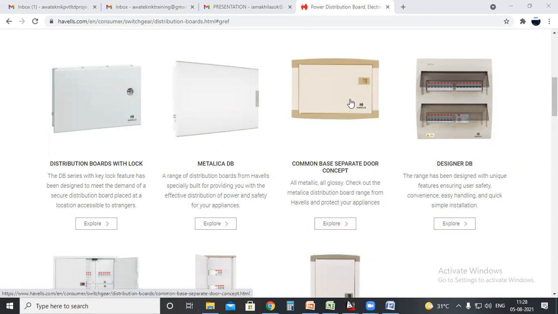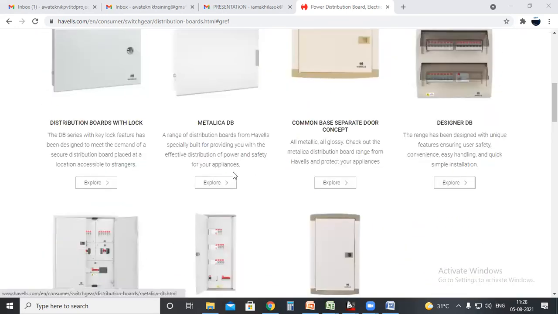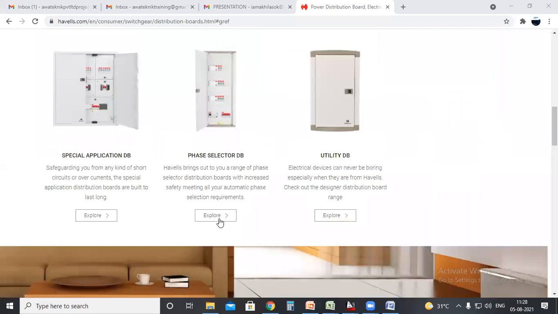So this one is a plastic type, designer type. You will be having a glass covering. Okay, you can see the circuit breakers only. It will be having a plastic glass covering. Okay, and the next one is special application DB, another one is phase selector DB, and the final one is utility DB. Okay, so as I mentioned, we can go with the phase selector DB.